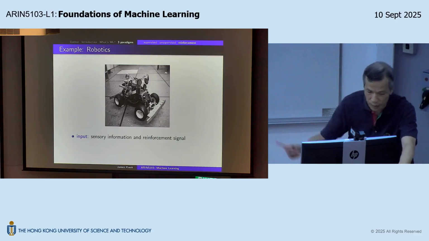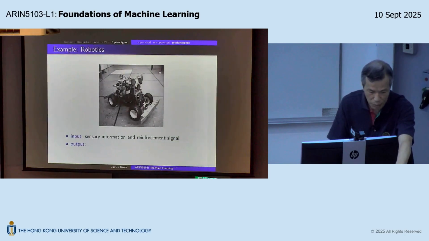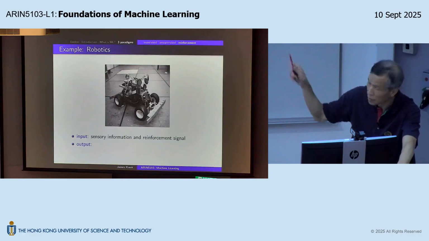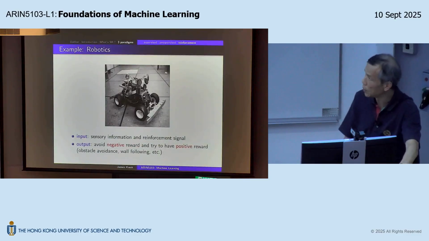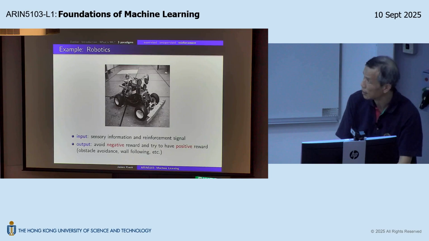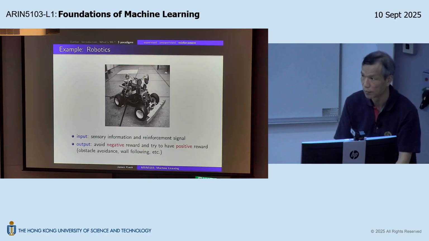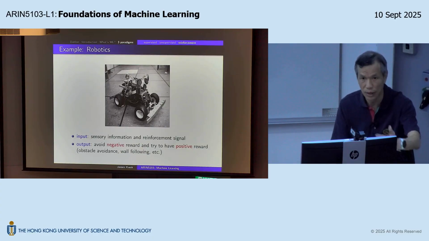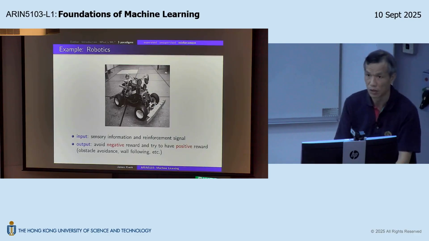Basically, the input is the current configuration. You can use cameras, you can use various sensors, and then the output is again the various actions, left, right, and so on. And then the goal is that you want to avoid negative reward. Say, for example, you want to avoid obstacles, and if you hit an obstacle, you get negative reward. If you can follow a certain path, then you get positive reward. And so the goal is that you try to maximize the total positive reinforcement.